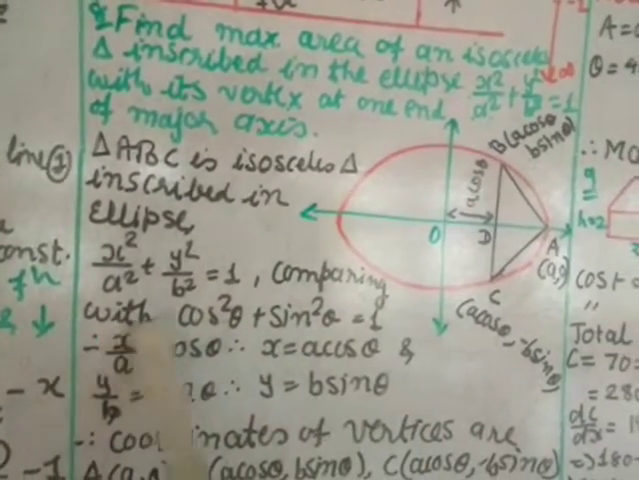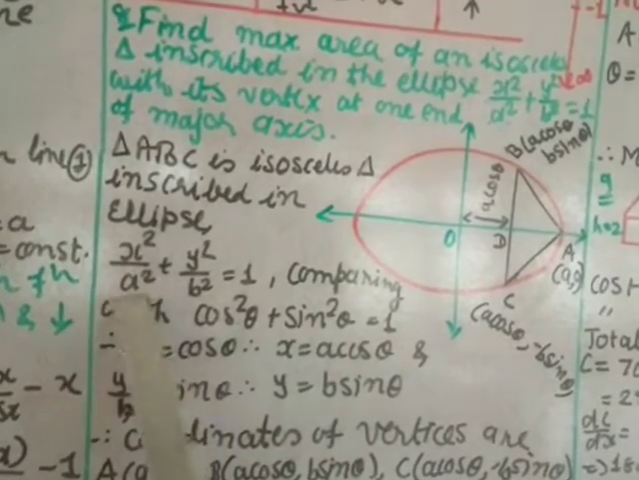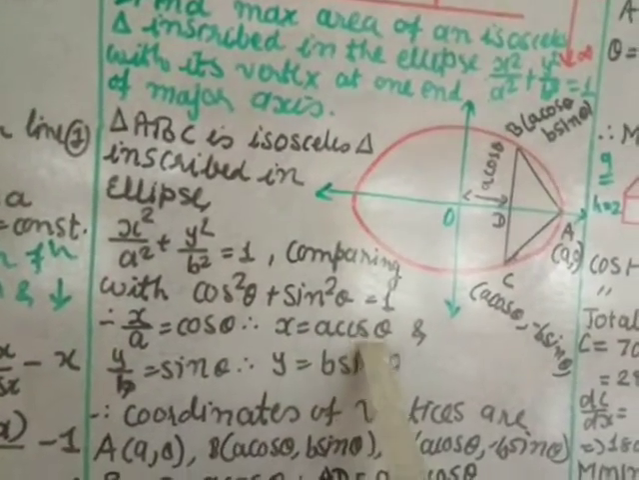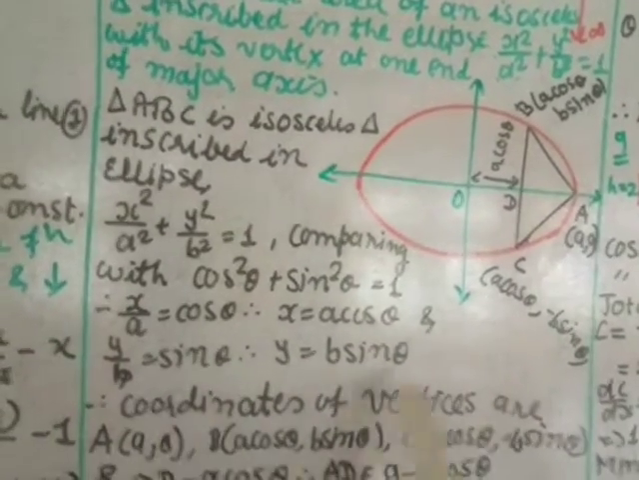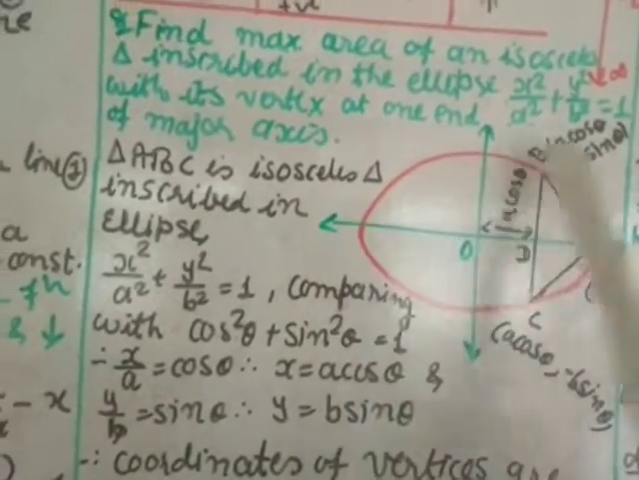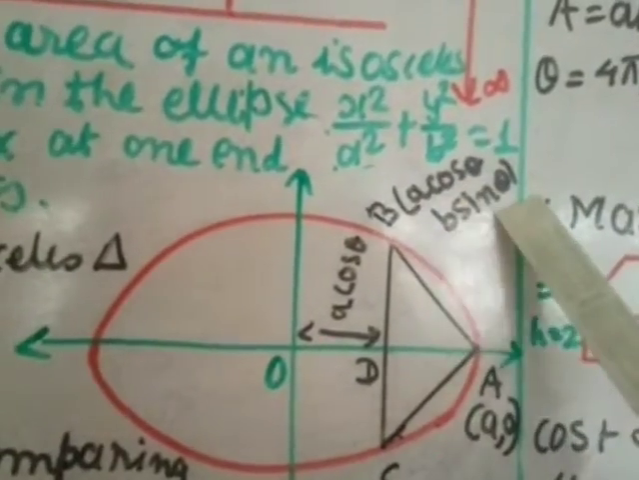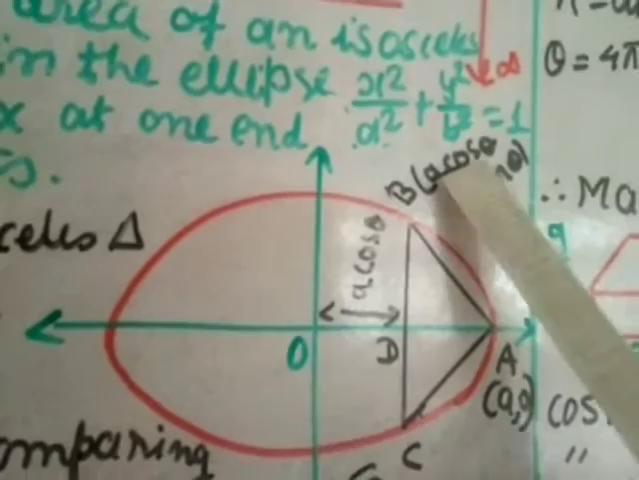Now comparing this with cos square theta plus sin square theta is equal to 1, cos theta is equal to x by a and sin theta is equal to y by b. So x is equal to a cos theta, and y is equal to b sin theta. That means the point on this curve will be of this form, a cos theta, b sin theta. Here I have written a cos theta, b sin theta, these x and y. Here x and y both are positive.